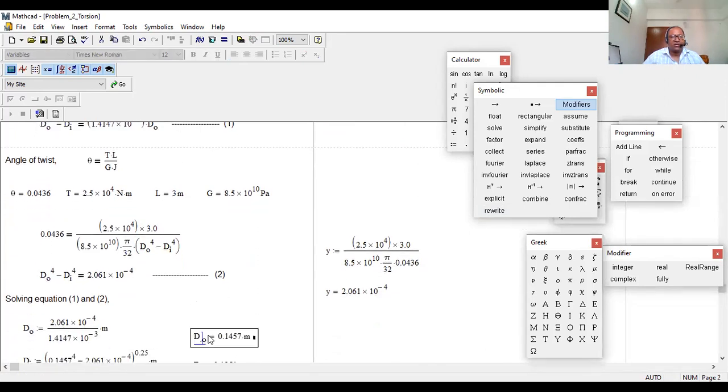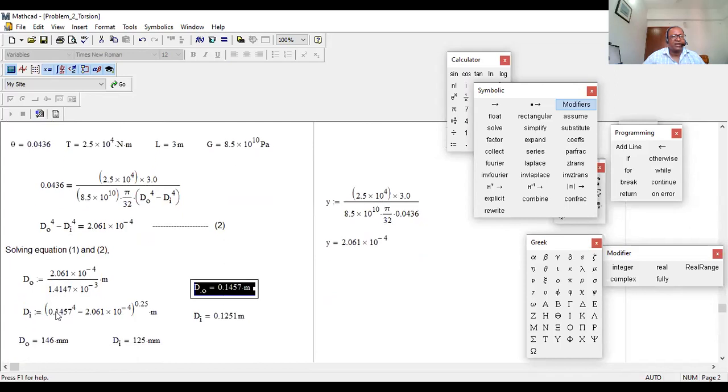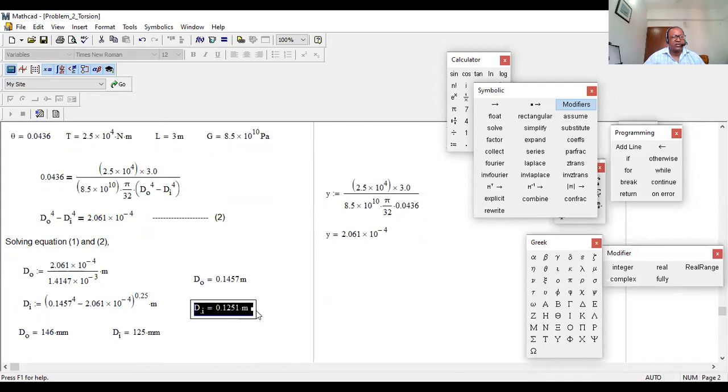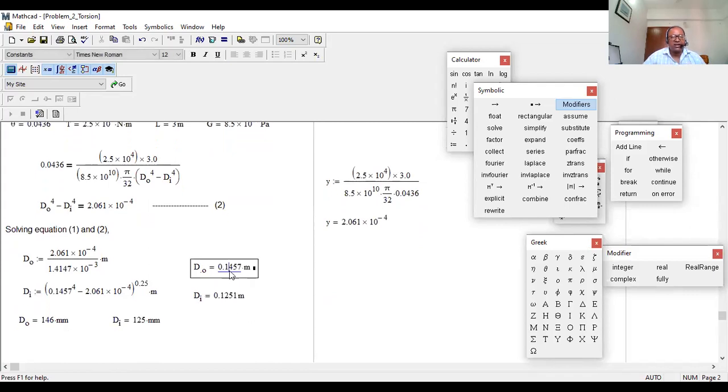After you calculate D naught, then you get Di from here, by using a calculator, you can easily figure out. Since this value is small, I converted to 0.14 meter, so better to convert to millimeter. So this is coming 146 millimeter, D naught, and Di equal to 125 millimeter. So, so far, any questions?